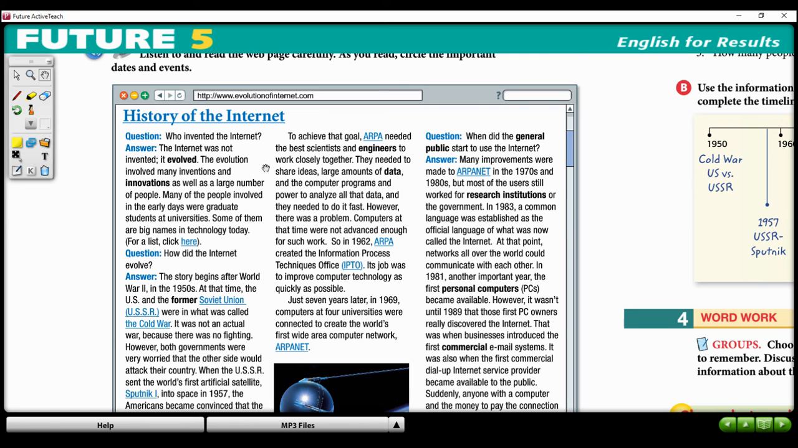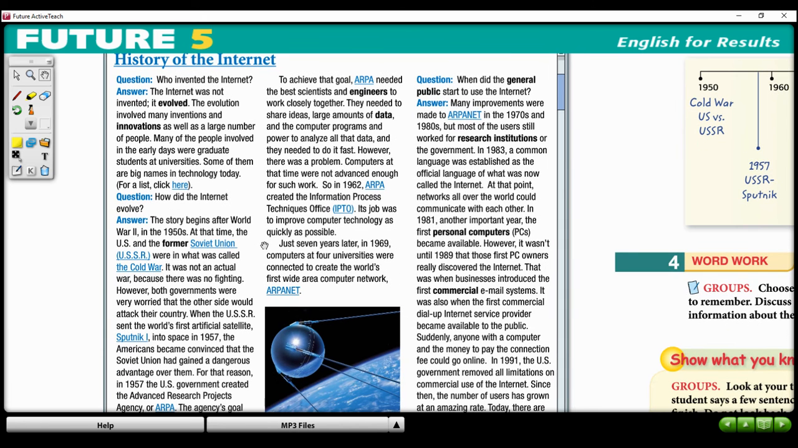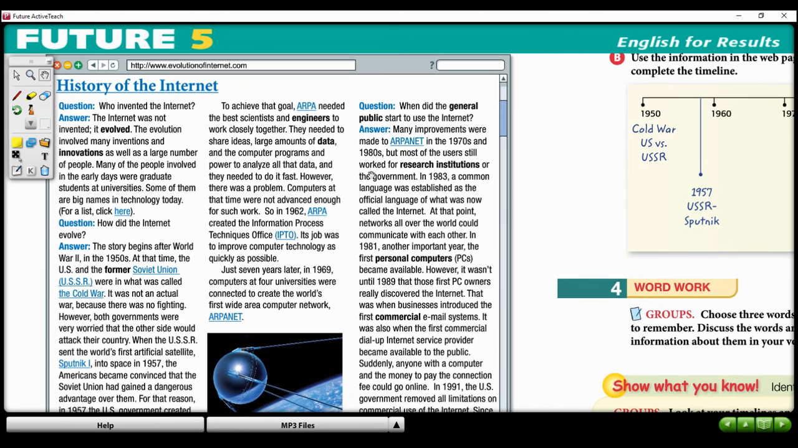So in 1962, ARPA created the Information Process Techniques Office, IPTO. Its job was to improve computer technology as quickly as possible. Just 7 years later, in 1969, computers at four universities were connected to create the world's first wide area computer network, ARPANET. Question: when did the general public start to use the Internet?